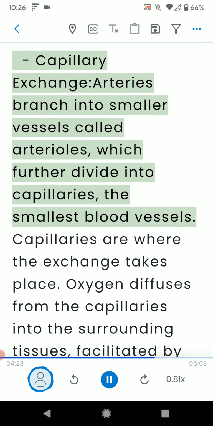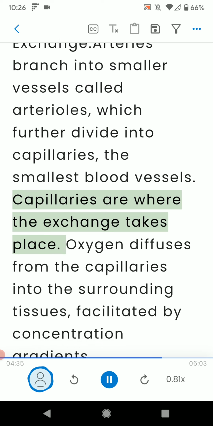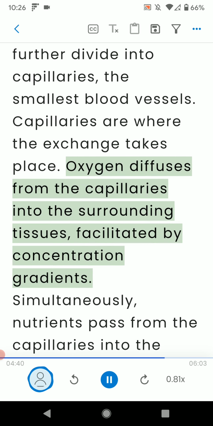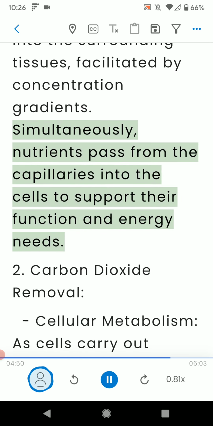Capillary exchange. Arteries branch into smaller vessels called arterioles, which further divide into capillaries, the smallest blood vessels. Capillaries are where the exchange takes place. Oxygen diffuses from the capillaries into the surrounding tissues, facilitated by concentration gradients. Simultaneously, nutrients pass from the capillaries into the cells to support their function and energy needs.